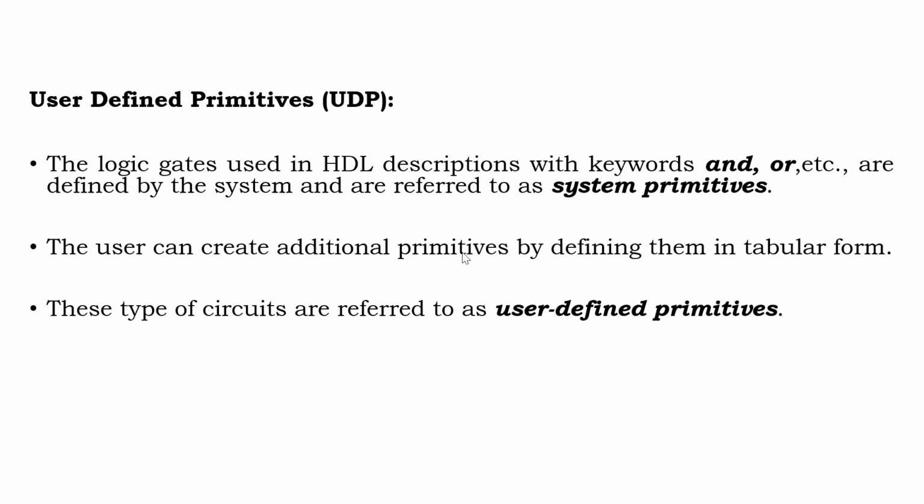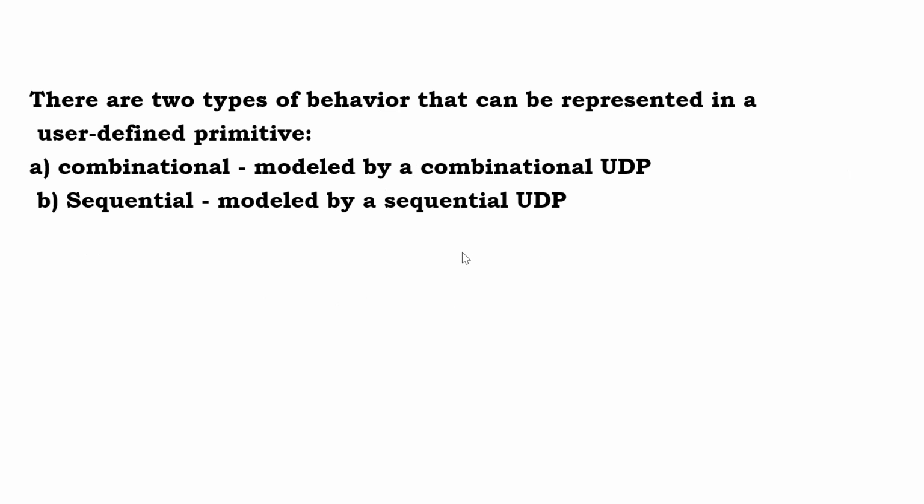The user can create additional primitives by defining them in tabular form. So like system primitives, the user is also able to create some primitives. Generally, user primitives are created in tabular form. So these types of circuits are referred to as user defined primitives. There are two types of UDPs. One is combinational, one more is sequential.